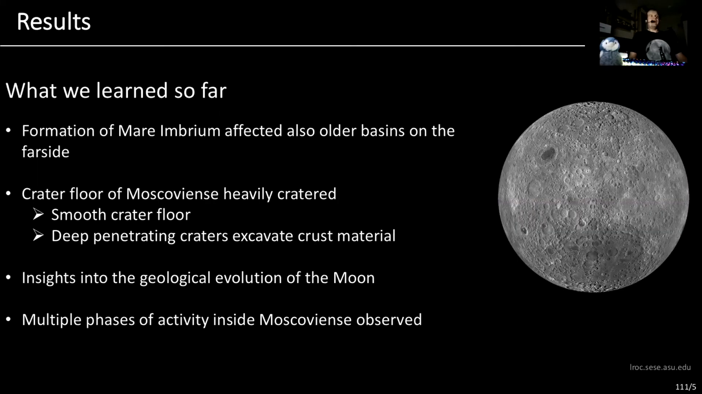Our results so far are that the formation of Mare Imbrium also affected the basins on the lunar far side. The crater floor of Moscoviense itself is heavily cratered. Nevertheless, the floor is relatively smooth, which would be good for landing. And we also found some deep penetrating craters which excavated crust material, which would be good to analyze for future lunar missions and could help to unravel the mystery of the lunar dichotomy.